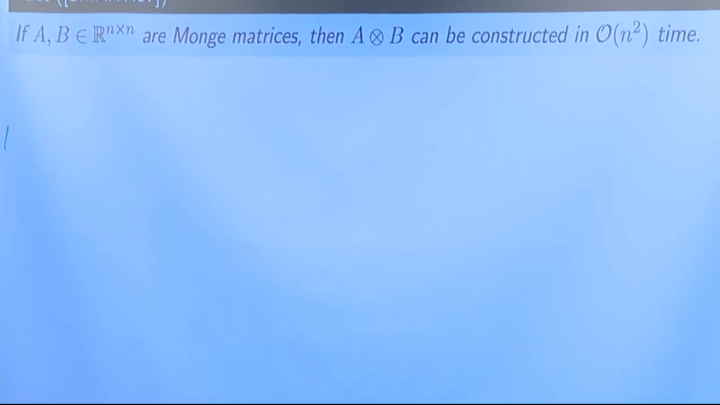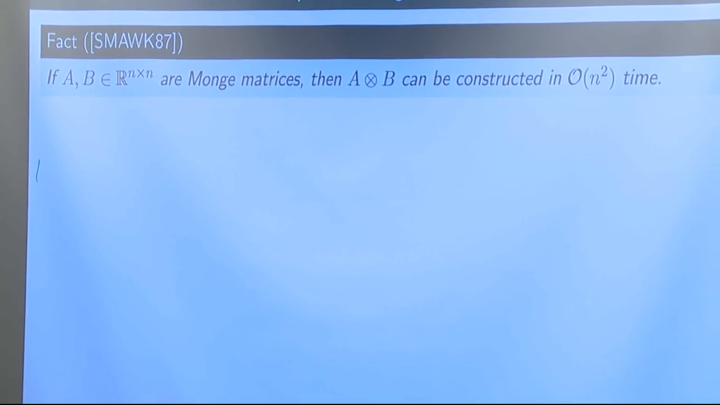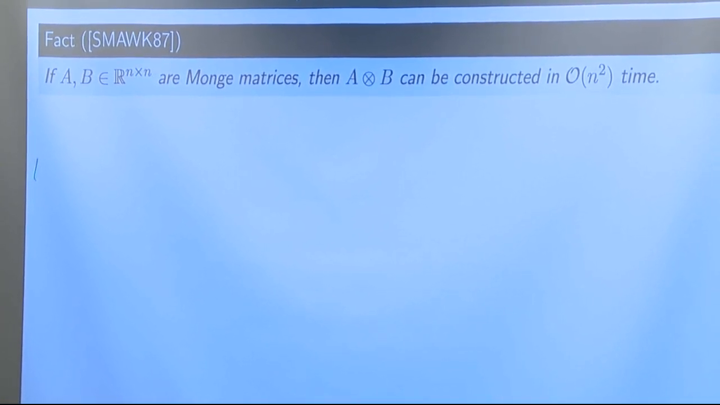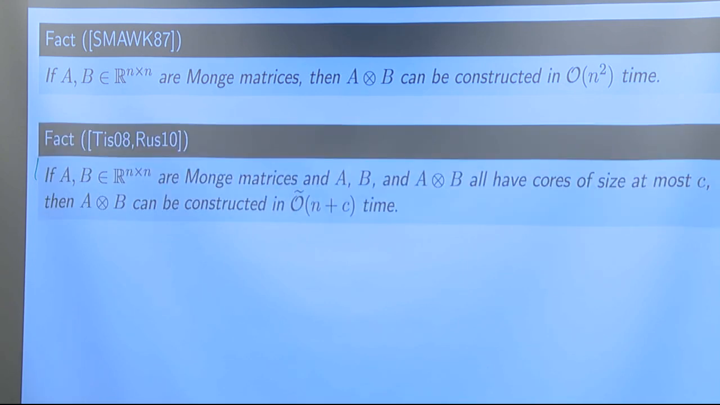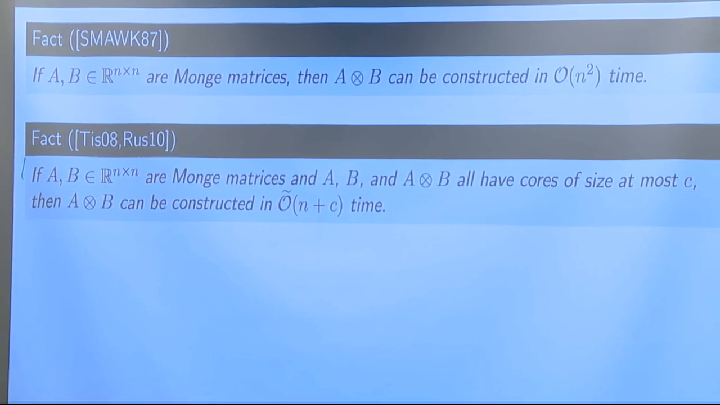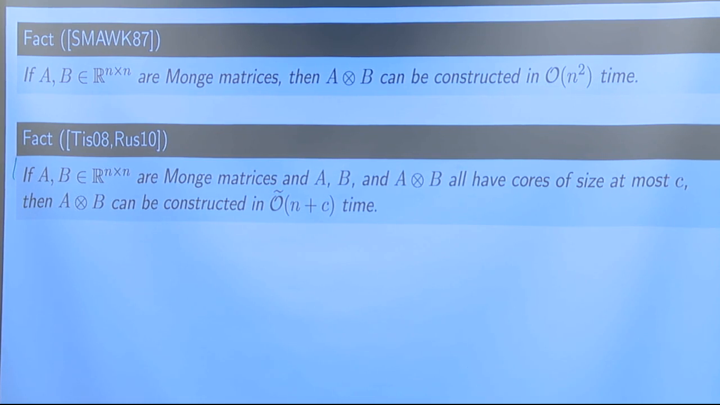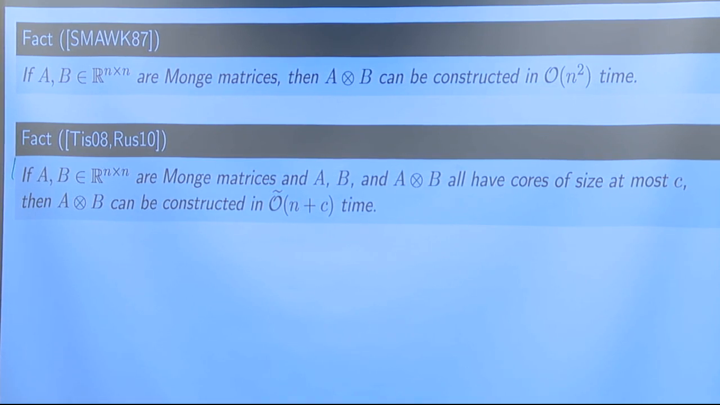All right, and here is where we will use the Monge property of the matrices. For two general Monge matrices, it is known that their product in terms of the min-plus operator can be computed in n squared time. Normally it's n cubed for arbitrary matrices. For Monge matrices, n squared. But it turns out that if the matrices have small core, then this quadratic dependency on the dimension can be reduced to a linear dependency in the size of the core.